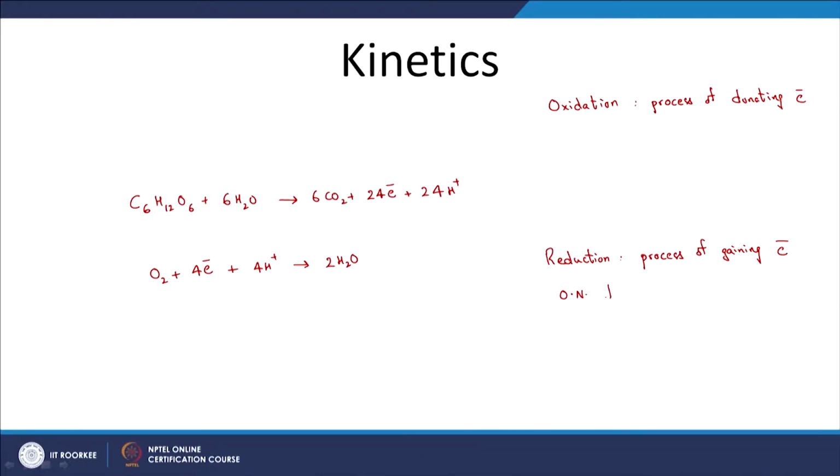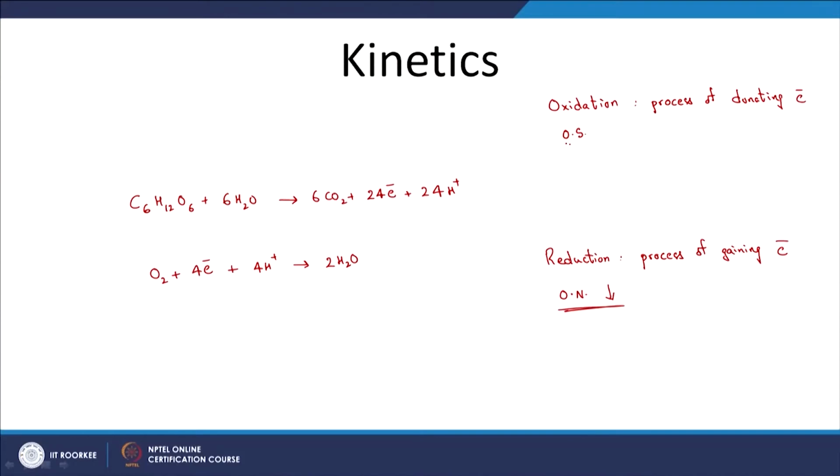So obviously by accepting the electron, what would you expect with respect to the change in the oxidation state or oxidation number of the relevant atom here, right? You are gaining the electron, so the oxidation number is going to be reduced, or it is going to decrease. If you are donating the electron, what is going to happen here? The oxidation state of the relevant atom is going to increase here, right.